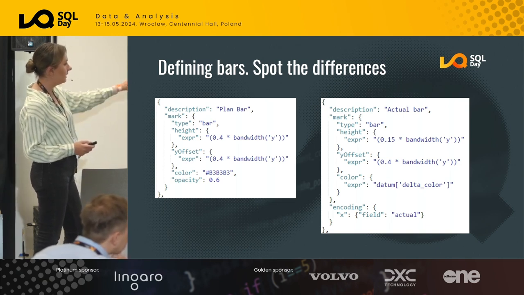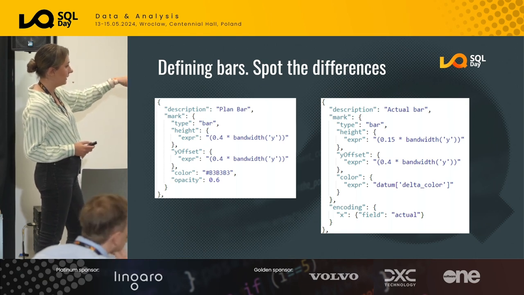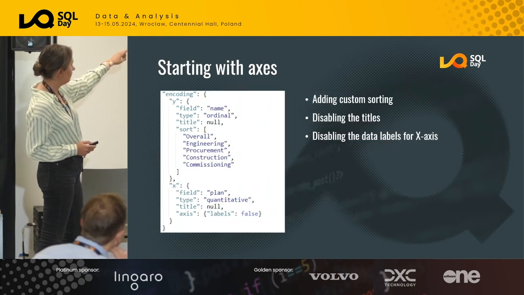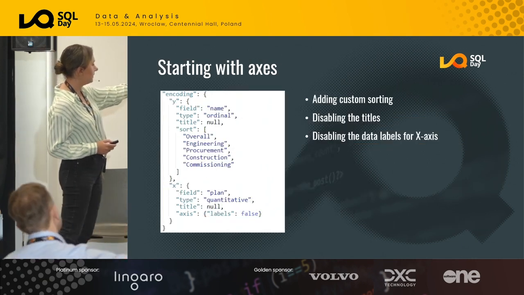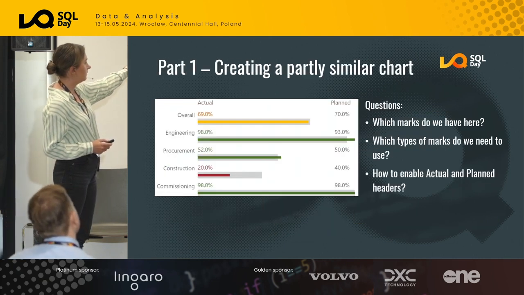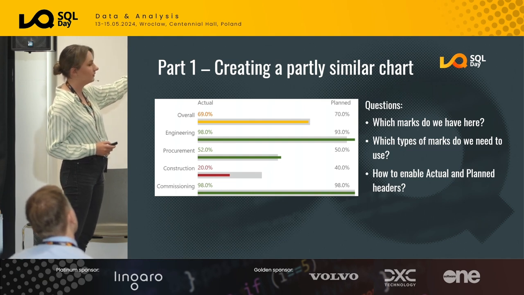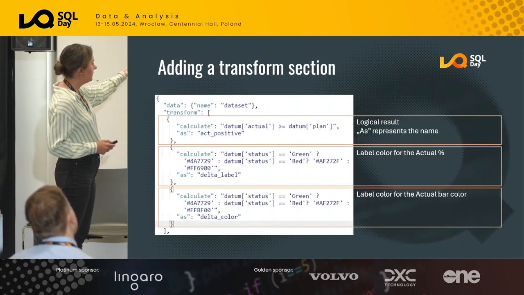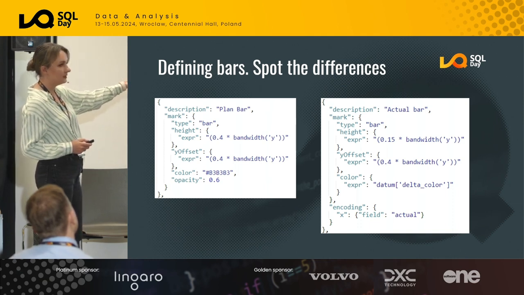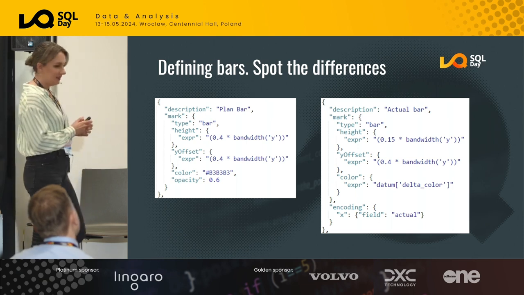And then another interesting thing, you can see this encoding section for actual bar. It's important because when I put encoding for X, I use the plan. So in order to have different values for my gray bar and for my colored bar, let's say, I need to redefine the X-axis for my actual bar in a separate encoding section.